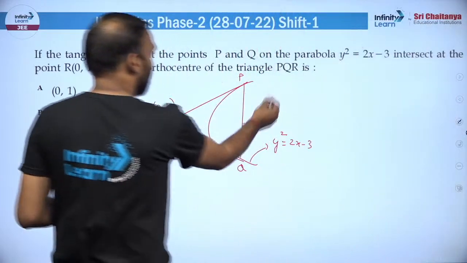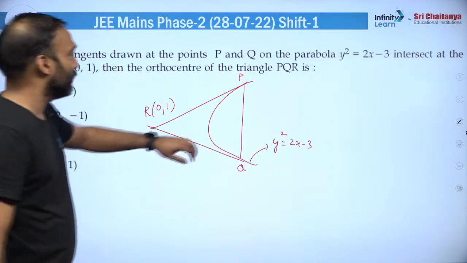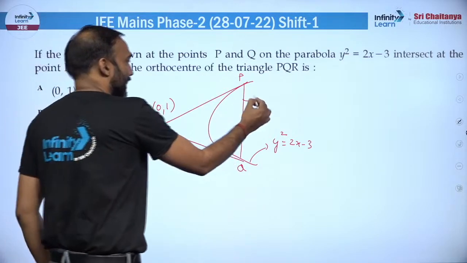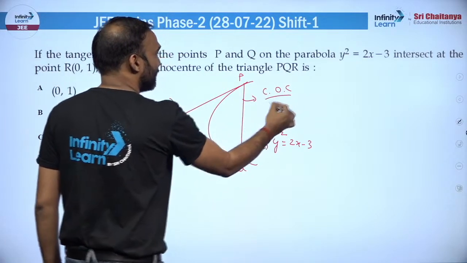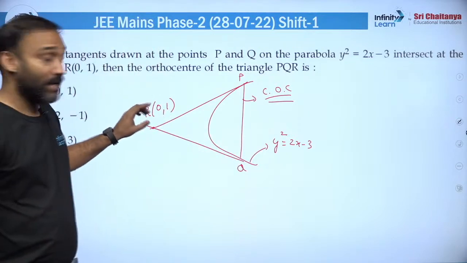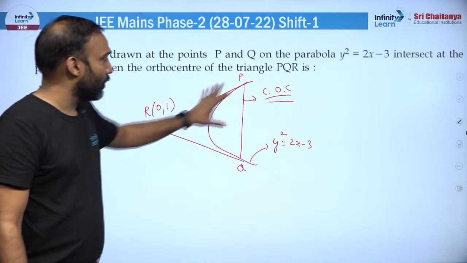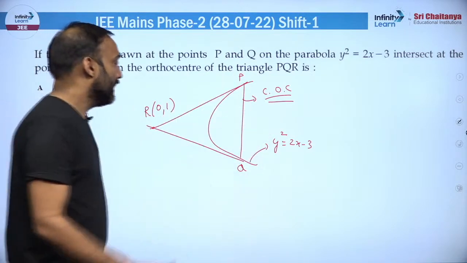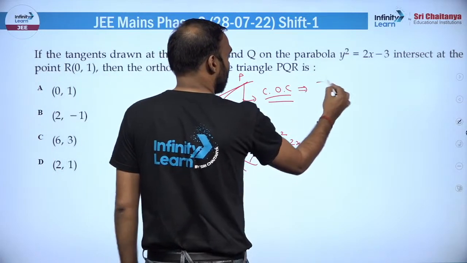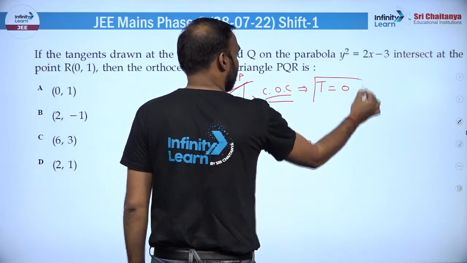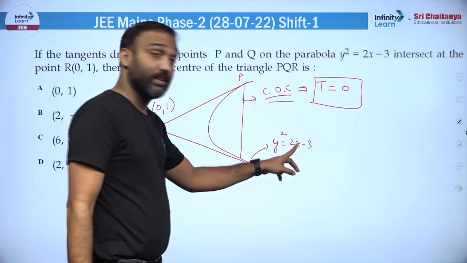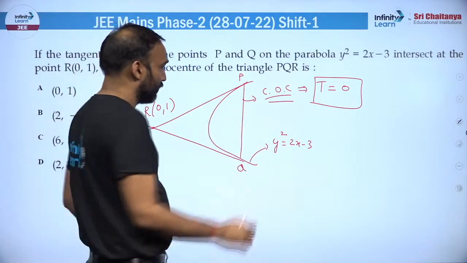Right, so I have the parabola y square is equal to 2x minus 3 over here. This is the chord of contact, right? So can I find the equation of the chord of contact? Yes, because I know the point R, right? From the point R, I have drawn two tangents and the points of tangency are joined over here. So this is the chord of contact. The equation of chord of contact will be given by capital T is equal to 0, right? What are the points? (0, 1). So I will apply capital T is equal to 0 for this parabola to get the equation of PQ.